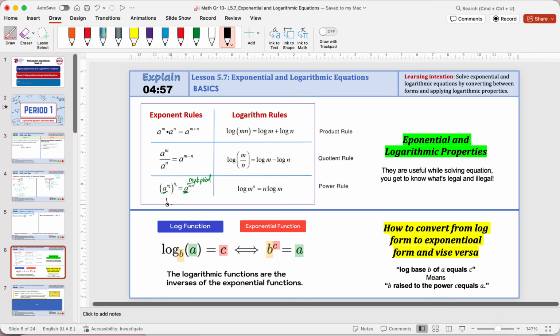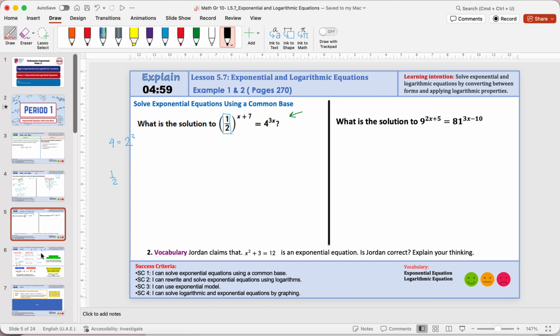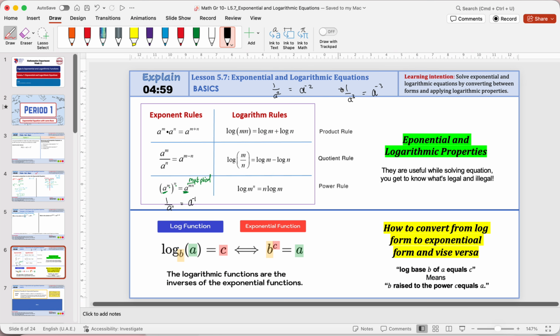If you have 1 over a, you can write it as a to the power of negative 1. Keep the 1, but with a negative power. So if you have 1 over a squared, it's going to be a to the power of negative 2. 1 over a cubed, it's going to be a to the power of negative 3. So this is how you rewrite a fractional term, but the base should be 1.